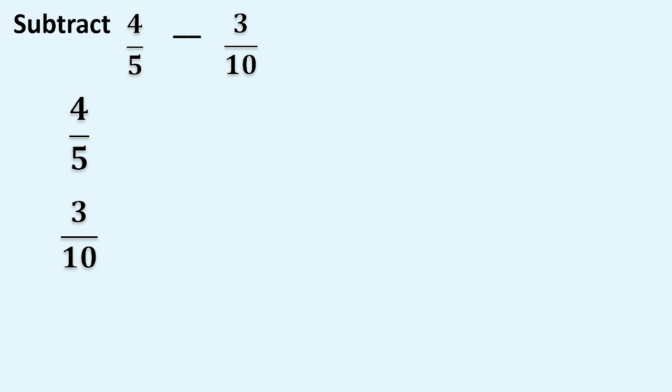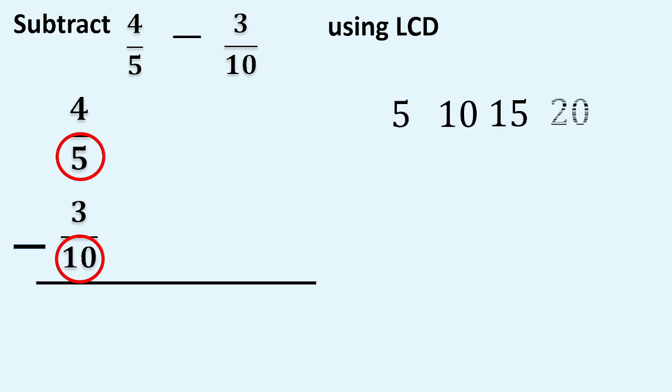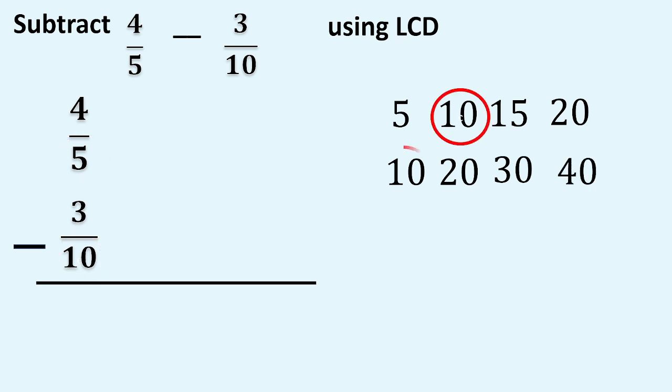Another problem. 4/5 minus 3/10. Let us solve this using LCD. We are going to find the LCD of the two fractions. We will take the two different denominators, 5 and 10. Let us find the multiples of 5. We have here 5, 10, 15, 20. The multiples of 10, we have here 10, 20, 30, 40. So, 10 will be our LCD.